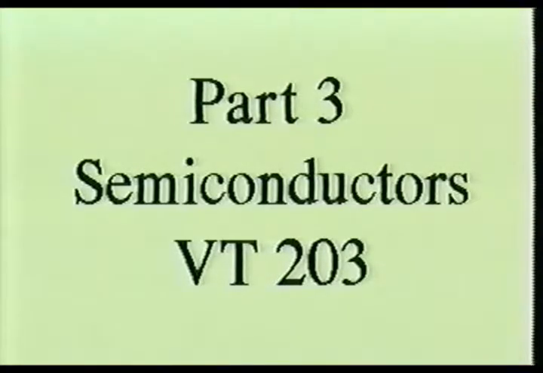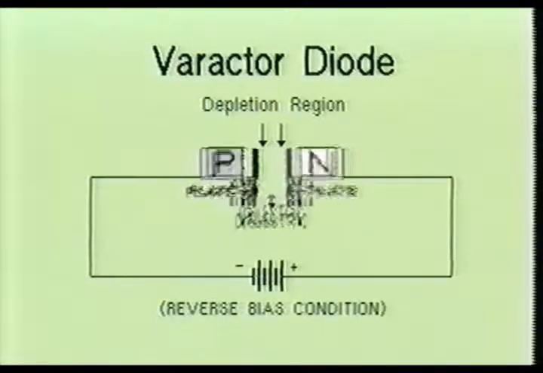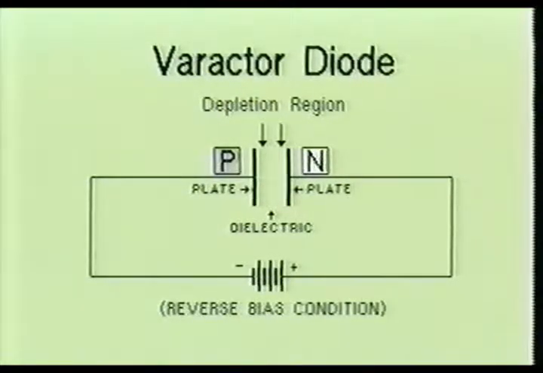As you recall in the You Can Do semiconductor video VT203, whenever a PN junction is reverse biased, a depletion region is established in the midst of the junction. The higher the voltage potential of the reverse bias across the PN junction, the wider the depletion region. This depletion region acts like the dielectric in between two plates of a capacitor. In the case of the varactor diode, the two plates are the P and N type materials.